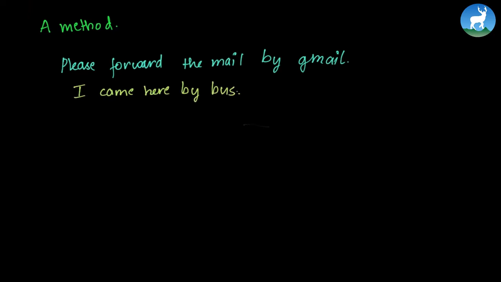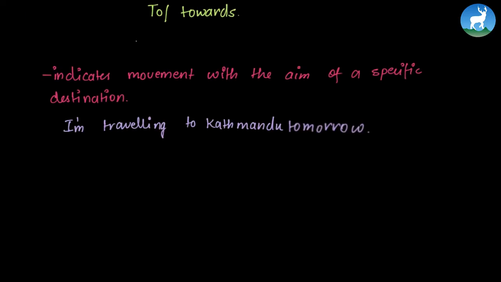Now we will go through the preposition to and towards. First, we will look at the use of to. To indicates movement with the aim of a specific destination. The first way to use to is to indicate movement with the aim of a specific destination. Like, I'm traveling to Kathmandu tomorrow. Kathmandu is your specific destination.